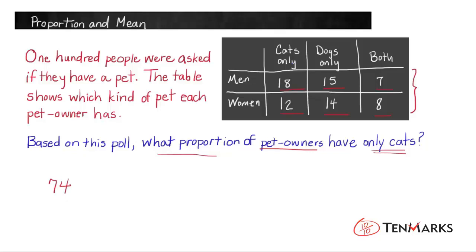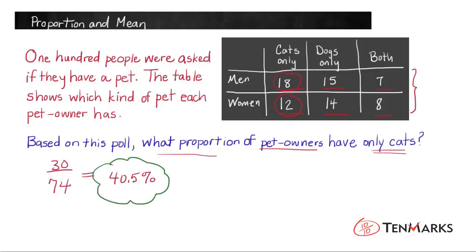out of 100 people polled. Now, out of those 74, 18 plus 12 of them have cats only. And that means that out of 74 pet owners, 30 of them have cats only. So there's your proportion, 30 out of 74. Let's go ahead and turn that into a percent. We'll do that by saying 30 divided by 74 times 100, and that's going to give us about 40.5%, or 40.5% of the pet owners have cats only.